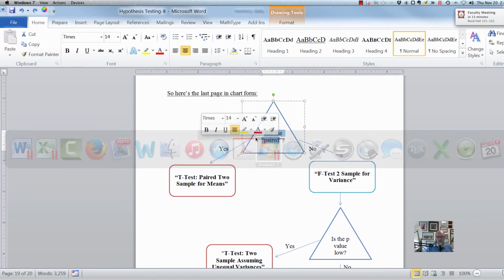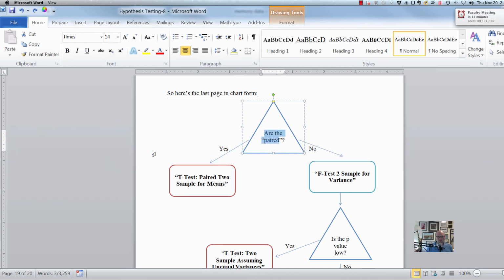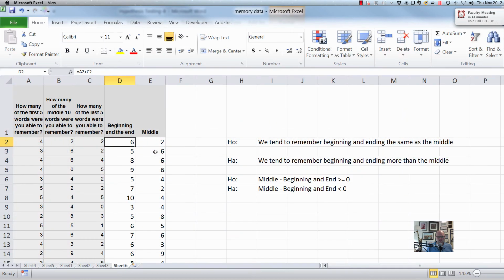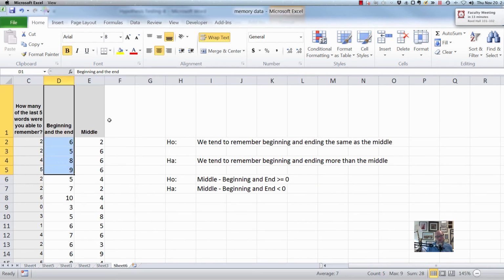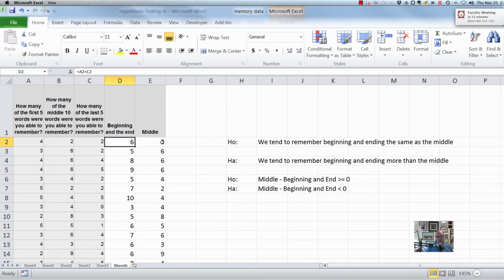The way to think about that is, does this 6 and this 2 belong to each other? The answer is actually yes. That's the same person, 6 and 2. That person remembers 6 at the beginning and then 2 in the middle, even though there are essentially two populations: the beginning and end words and the middle words. But it's the same person, 6 and 2. So this is paired data. All right, so that's how we think about paired data.